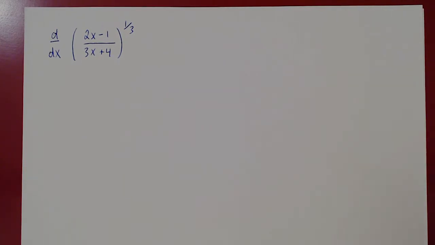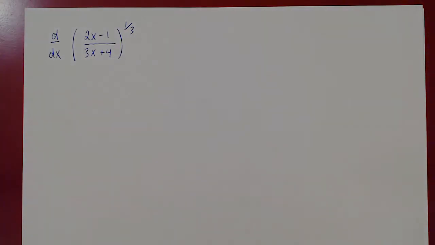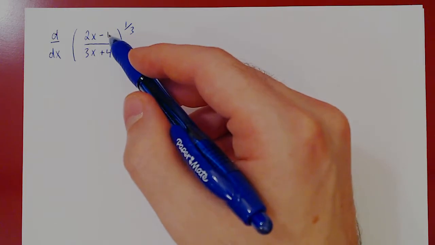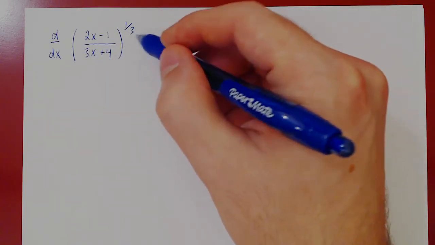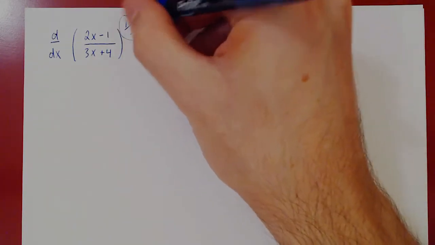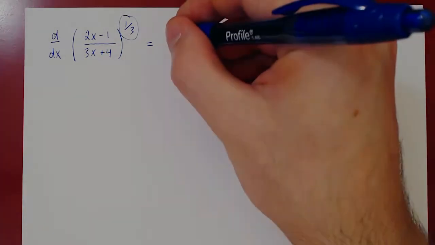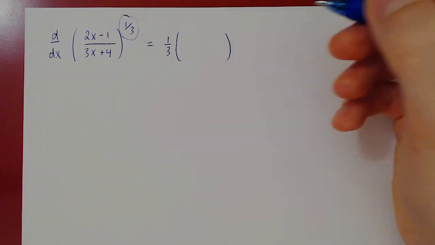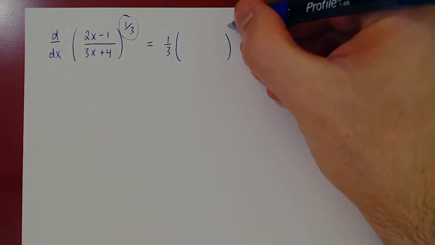Again, think of it as if I give you a value of x and you evaluate the function, what is the last thing you would compute? Well, you would do first 2 times x minus 1, then divide by 3x plus 4, and then you would take the cube root, the power of 1/3. So the outside function is 1/3. We use the power rule, bring the exponent down, subtract 1 from the exponent. 1/3 minus 1 is -2/3.